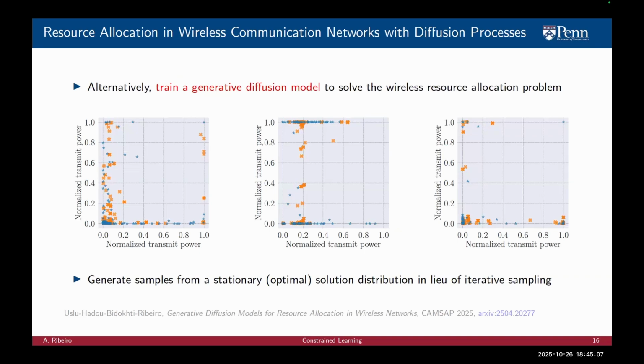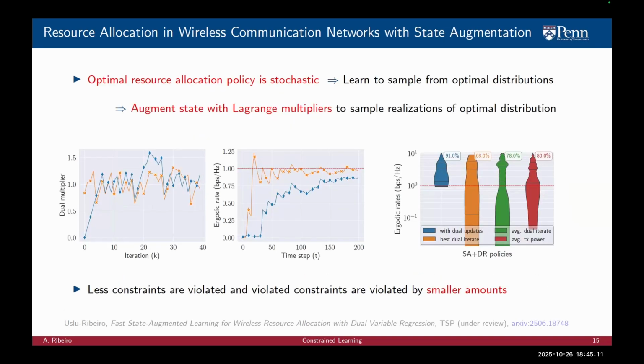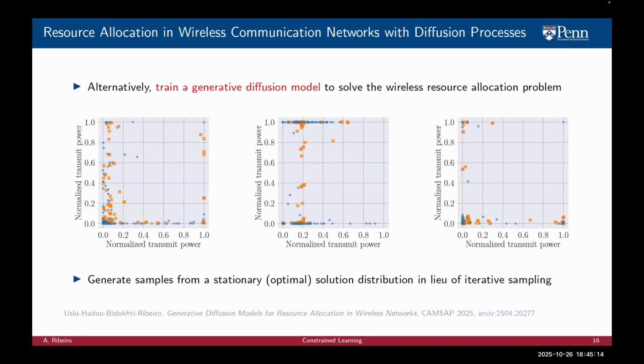Alternatively, by the way, since I already talked about diffusion processes, you could go ahead and train a diffusion process instead of doing this state augmentation. It will give you this very interesting policy distribution.